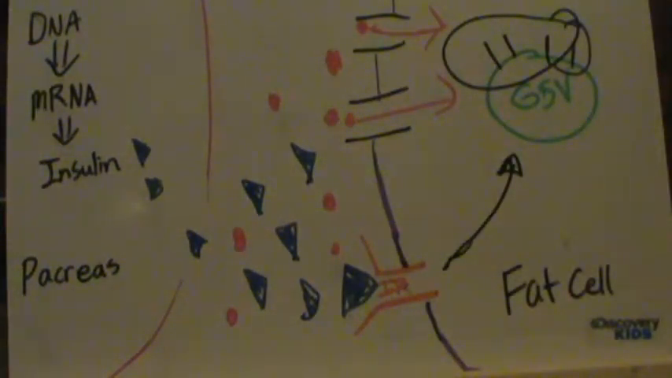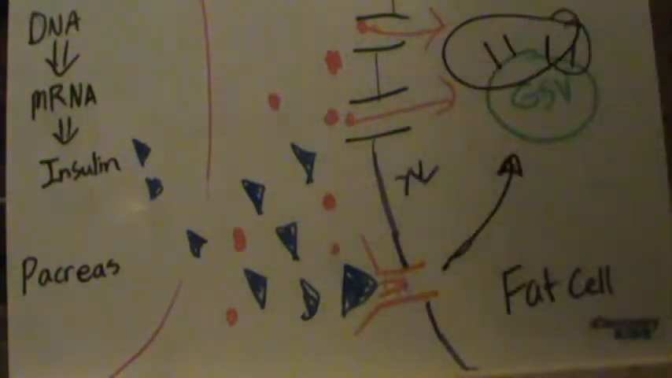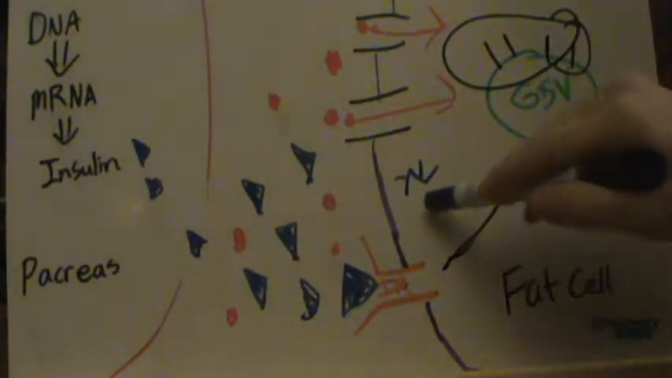Bam. Glucose is in. Now once the glucose is in the fat cell, it can go two ways after that. It can go through glycogenesis or glycogen. Glycogenesis is when the extra glucose is stored from this fat cell, and it looks like a branch. And that's our glycogenesis right there.